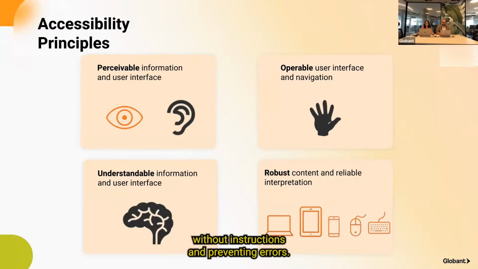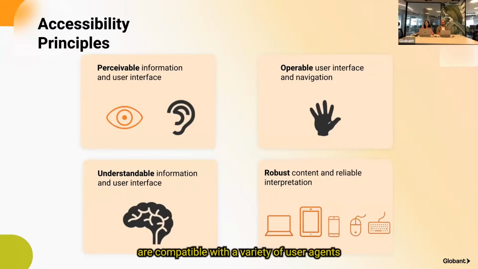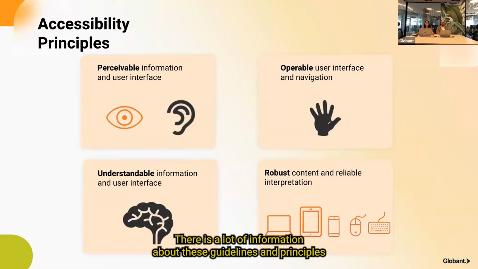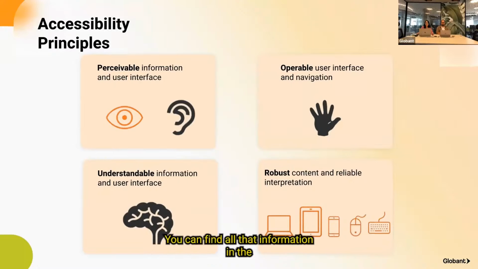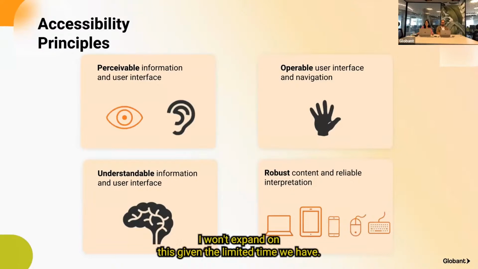And finally, we have the fourth principle, that is robust. We need to make sure our websites and platforms are compatible with a variety of user agents, such as browsers, devices, screen readers, among other assistive technologies. There is a lot of information about these guidelines and principles. You can find all that information on the Web Accessibility Initiative page. I won't expand on this given the limited time we have. So let's move on to the next slide.